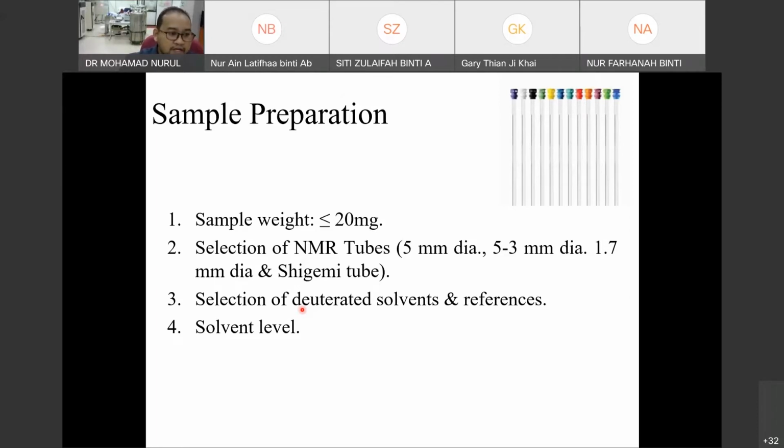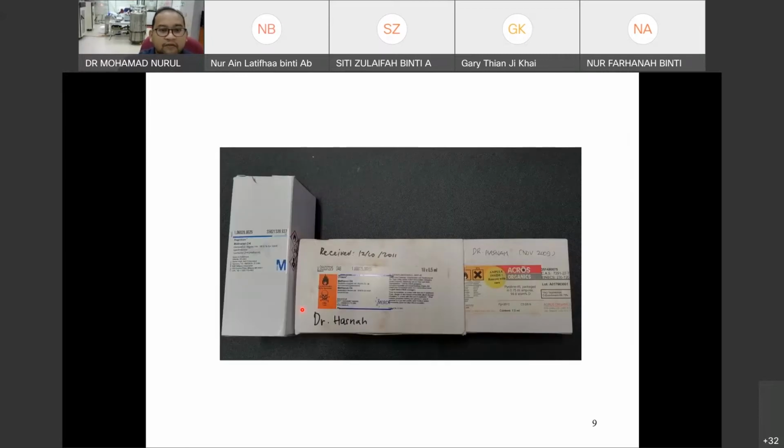And the next one is the solvent level. I will explain later. So this is an example of NMR solvents. These belong to me, in my lab. Make sure you are using deuterated solvent. What is the definition of deuterated solvents? All protons have been changed to the deuterium isotope. For example, methanol D4 means the CH3OH is changed to CD3OD. That's why we call it methanol D4, all deuterated.